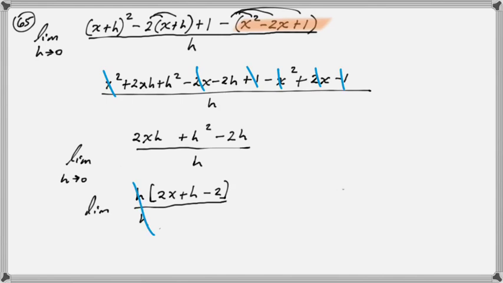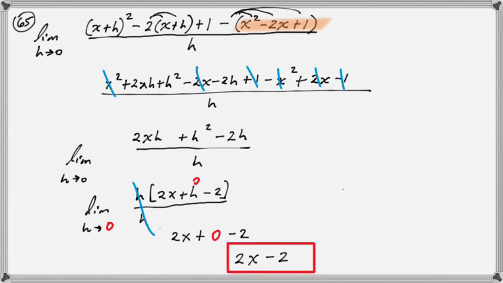Now I have the limit as h approaches 0. So I'm going to take this, 2x plus h minus 2, replace the h with a 0, and my answer will be 2x minus 2. Okay, this had a binomial squared. One of them, I think 66, actually has a binomial cubed.